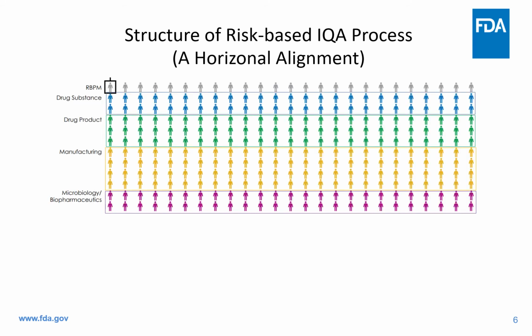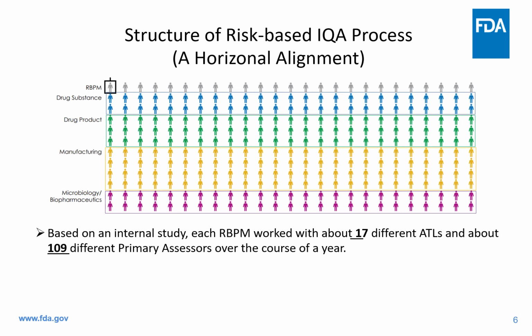Now, it turns out in practice, what we found was that when we have an RBPM and they have a pool of drug substance reviewers they can choose from, a pool of drug product and manufacturing and pharmaceutics, there's an issue. We worked out that each RBPM worked with at least 17 different ATLs and on average about 109 different reviewers over the year. And so right away you have consistency issues, you have communication issues.